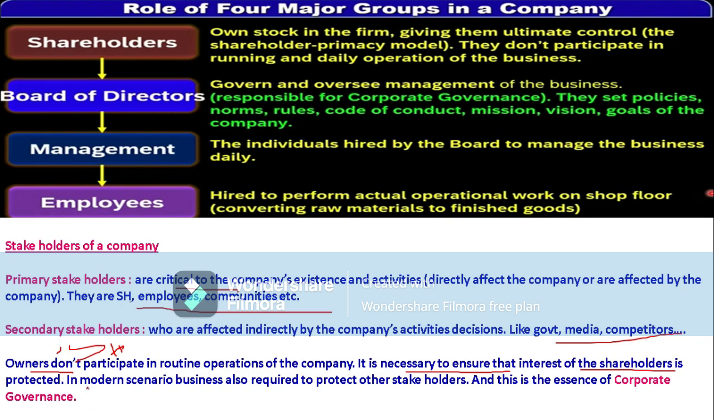Okay, and in the modern scenario also, businesses are required to protect not only the stockholders or shareholders but also the stakeholders. See, stockholders means shareholders, stakeholders means all these, primary and secondary, come under the stakeholders. Okay, and this is the essence of corporate governance, means protecting the interest of the stakeholders, either primary stakeholders or secondary stakeholders.